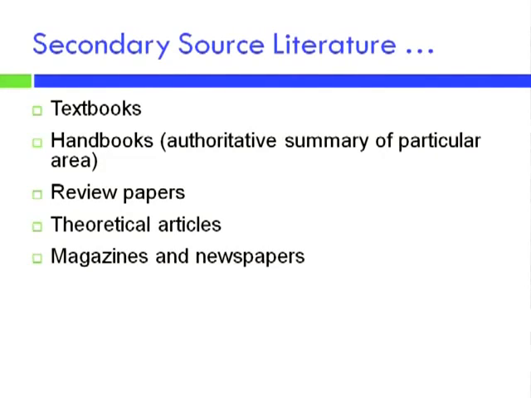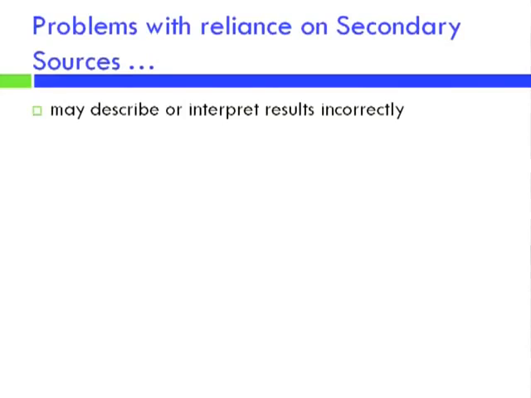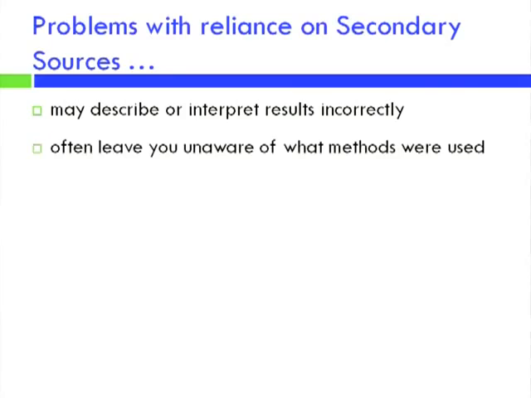Okay. Problems with reliance on secondary sources. They may describe or interpret results incorrectly. So textbooks will tell you about a certain study. Well, maybe they're wrong. I mean, nobody's keeping track. They often leave you unaware of the methods. So you just get this little bit of information about what the study was about. You may not know what the methods were like, what the participants looked like. It may not help you very much, and so that's another problem.